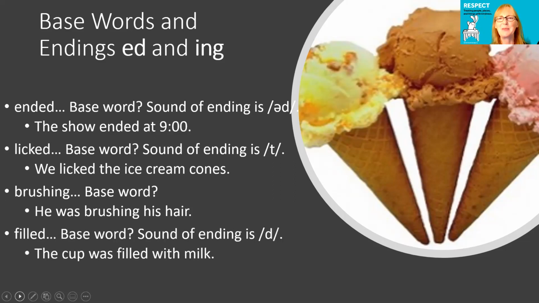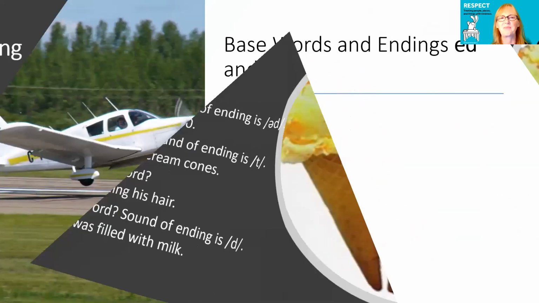Filled, what's the base word? Fill, short I sound, cat is in the chair. A one syllable word that ends in the l sound is going to take two L's. Fill. And then what's the sound of the ending? D, filled. All we hear is the d, but we still have to spell it. How? E-D. The cup was filled with milk.